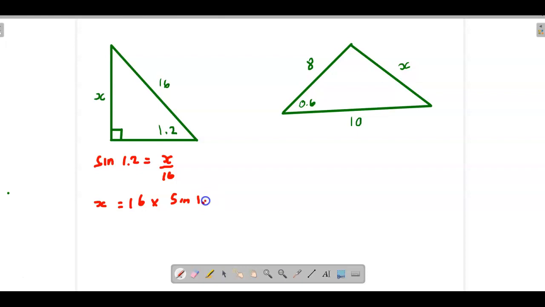And I'll just double check that answer for you now with the calculator. We're just going to do sine 1.2 and then multiply it by 16. And that gives me 14.9.